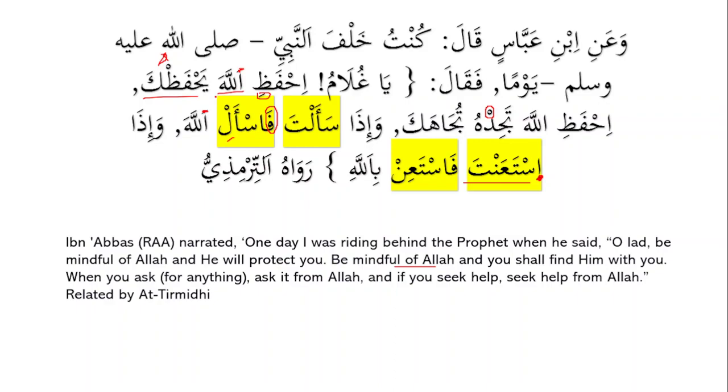Exactly, that's right. Yes, it will be translated in the present, because please remember that amr always gives the meaning of command, always gives the meaning of present. Because we use command only in the present tense, so we cannot use it for the past tense, or it can't be used for the future tense. So the translation will be restricted to the present tense, as we can see over here. Be mindful of Allah, and He will protect.